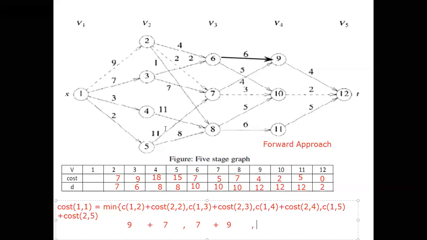Comma. C of 1 4 is 3. That is nothing but the 1 4 edge value we have to take. 3 plus cost of 2 4. What is the 4 value? It is 18. Anyway, that particular value becomes too high. Comma. I will write all the values here only. This value I am not going to write there. C15 value is 2. 2 plus cost of 2 5. What is the 5 value? It is 15.